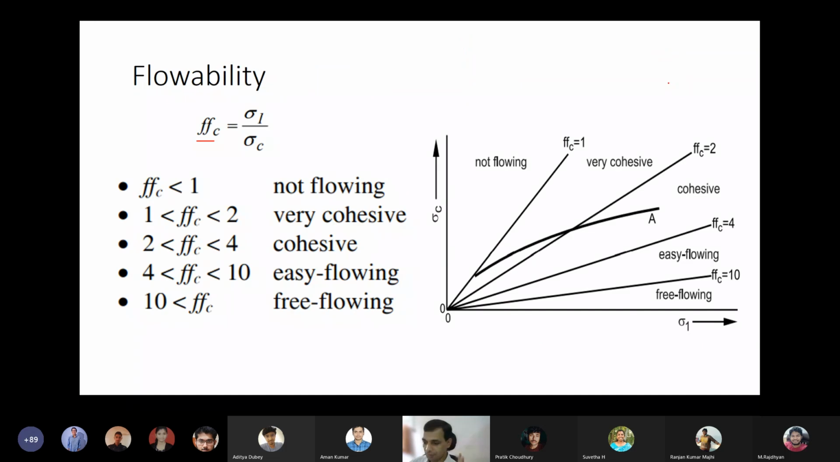This is the probability factor we discussed in the previous class. This is sigma 1 by sigma c, and if it is less than 1, definitely no flow is taking place. It has to be higher than 1 for the flow of particles to take place. Ideally we want greater than 10, but that is very unlikely. Very few particles will have this, like quicksand. There is no cohesive force, so quicksand will give this behavior, but most solids will fall in the 2 to 4 or 1 to 4 category.